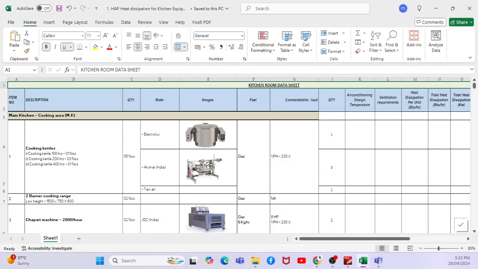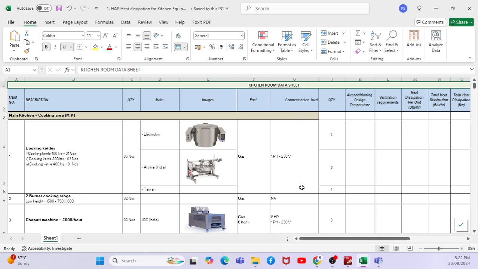Where you can see, for example, this is the kitchen room data sheet. You can see the serial number, the description of the items, the quantity of the items, and the make. You have different makes. Then you can see the image and type of appliances, whether it operates by gas or by electrical.